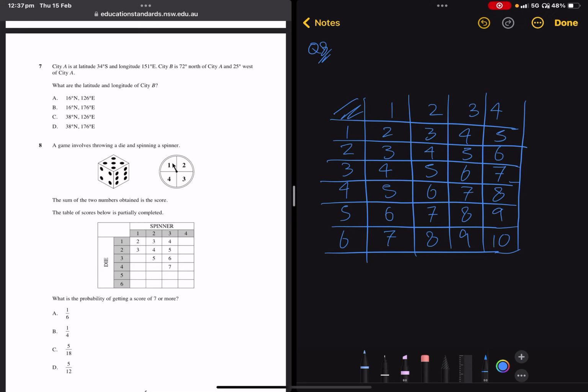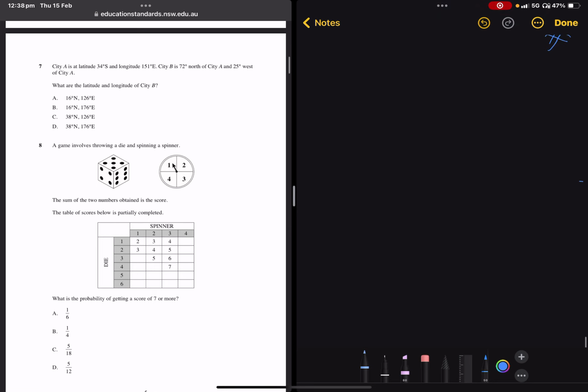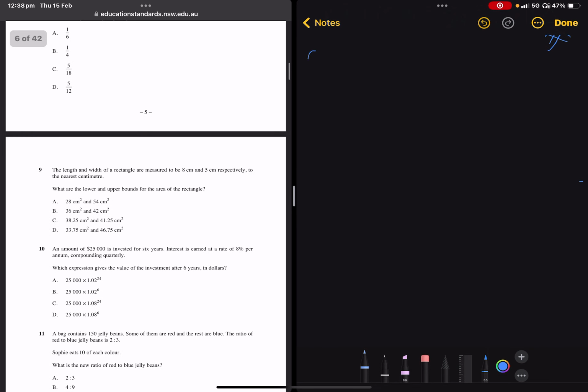So what is the probability of getting a score of 7 or more? Okay, so that includes 7. So that's all of the scores in this bottom part of the diagram. So 1, 2, 3, 4, 5, 6, 7, 8, 9, 10. That's 10 of 24. So the probability of 7 or more is 10 on 24. This simplifies to 5 on 12, which is D. And D is in fact the correct answer. So now we'll move on. We'll have a look at question 9 and then question 10. So we'll do up to 10 in this video.